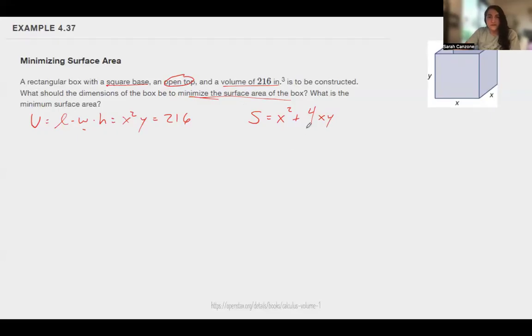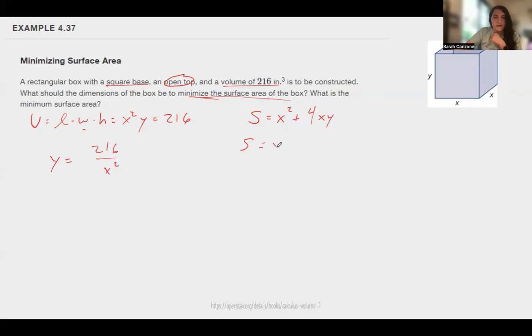Well, naturally, since we have an x and a y, we need to solve for just a single variable using the other equation. You can choose whichever variable you'd like to solve for. Typically, we do y just because that's what we write things in terms of. But if you want to do x, you can. It would be a little more complicated here because it's a square, so I suggest doing y. So y is 216 over x squared. Knowing this, we can plug it in here.